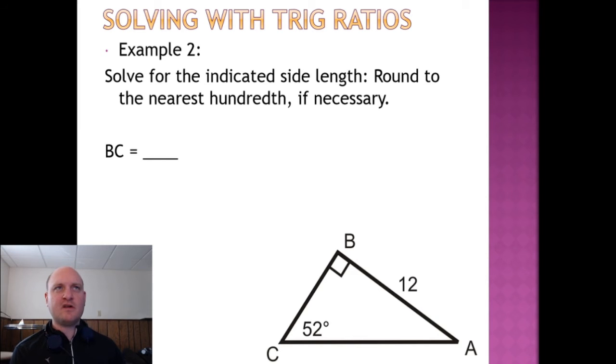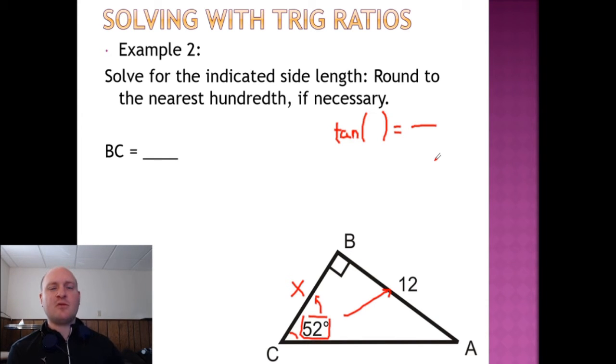In this example, we're going to solve for a missing side length. We have to round to the nearest hundredth if necessary. First, in order to figure out what we're dealing with here, we need to label the length we're missing, BC, and determine how the angle we do know is related to those two sides. That's tangent, and it's marked by opposite over adjacent, which here is 12 over x. So now that we have this equation, for our first step, the tangent of 52 equals 12 over x.